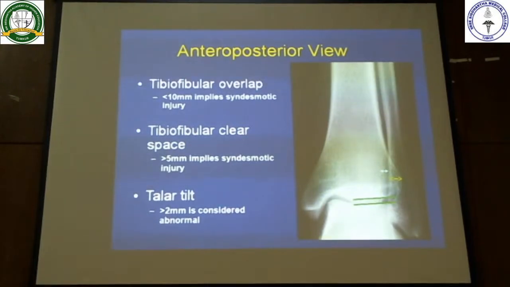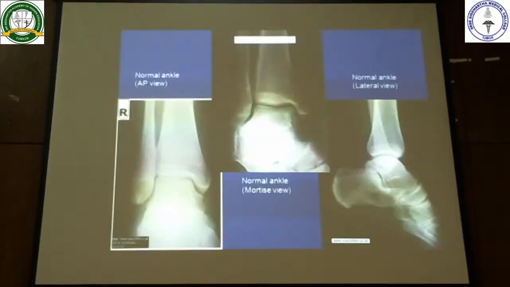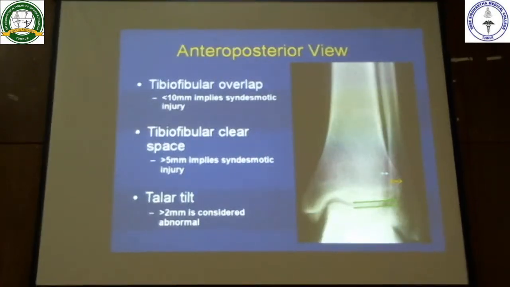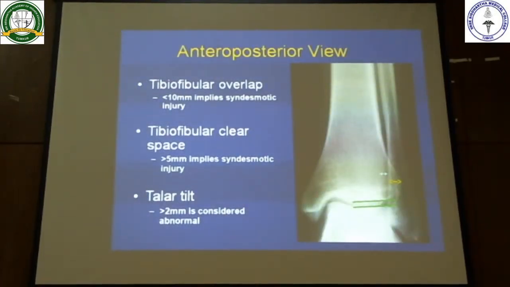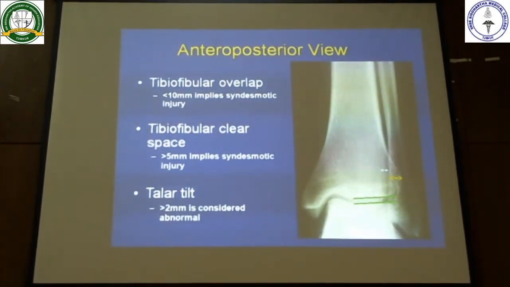So in the anteroposterior view, what are the things you can notice? The X-rays which we saw are actually normal X-rays, all three views. Here we will just discuss some of the abnormalities. In the AP view, you look for a tibiofibular overlap. Less than 10 millimeters implies syndesmotic injury. Then the tibiofibular clear space, the distance between the tibia and the fibula.